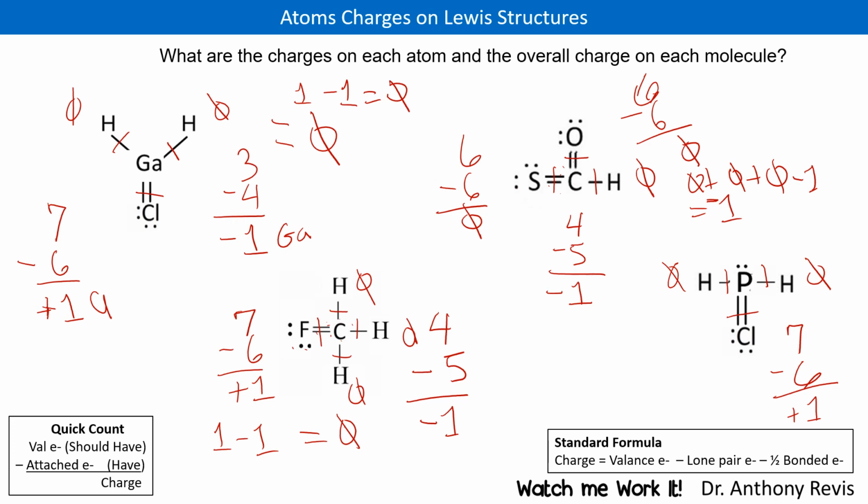Phosphorus is in group 15, should have 5. Associated with it, it has 1, 2, 3, 4, 5, 6. -6 gives us a -1. So this means an overall charge of 0. -1 plus 1 gives me a 0. All right. And so that's how we determine the charges on Lewis structures.